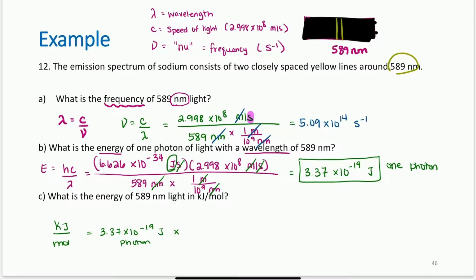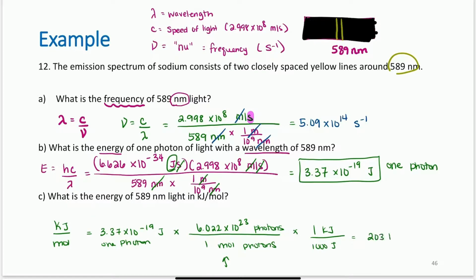Now, how am I going to do this? Well, I need to remember Avogadro's number. I know you guys know it, but a lot of people don't think about it in this relationship. I know that I have 6.022 times 10 to the 23rd photons per 1 mole of photons. That's how I'm going to convert it to per mole. I'm going to figure out how many photons I have in an entire mole. This is for 1 photon. This is for a mole of photons. And then I'm going to convert that to kilojoules. It's 1 kilojoule per 1,000 joules. And I get out 203 kilojoules per mole.